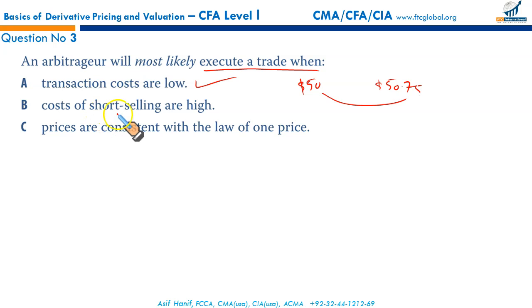When costs of short selling are high, the higher cost will take away the profits. Prices are consistent with the law of one price. When the prices are the same, there is no arbitrage opportunity. If the law of one price holds, then there is no arbitrage opportunity. So that makes A the correct option.